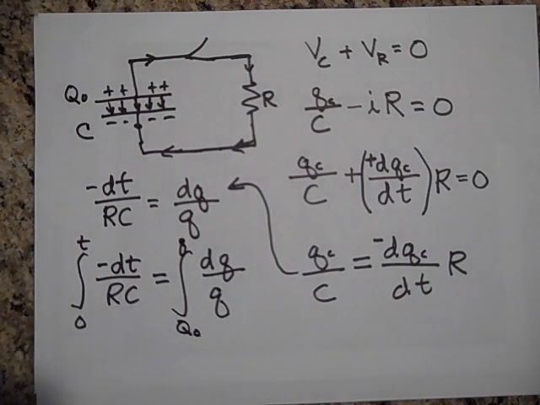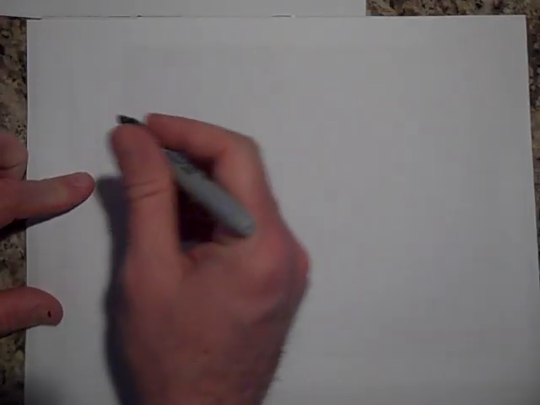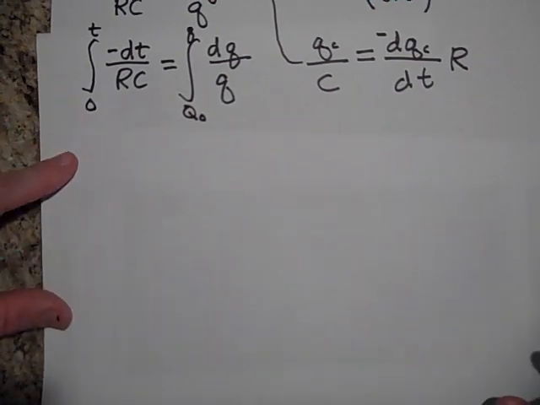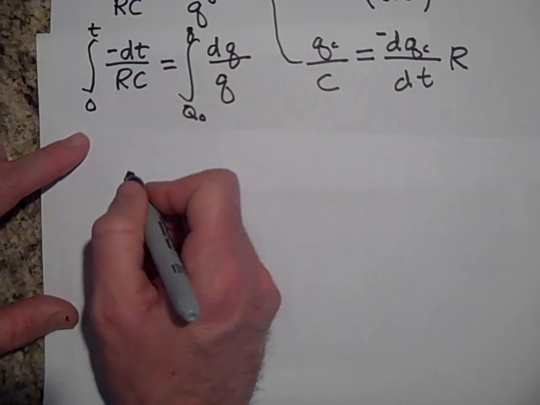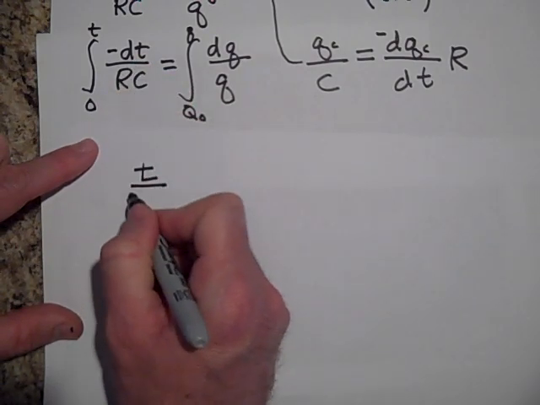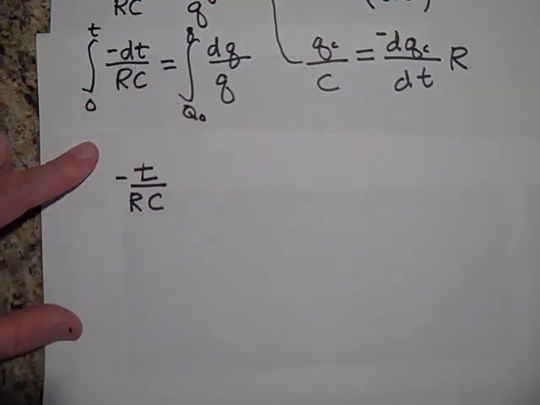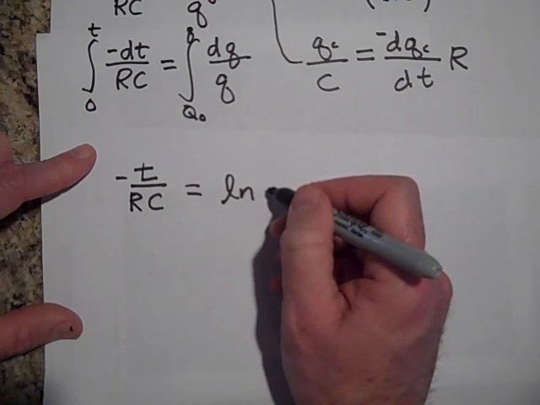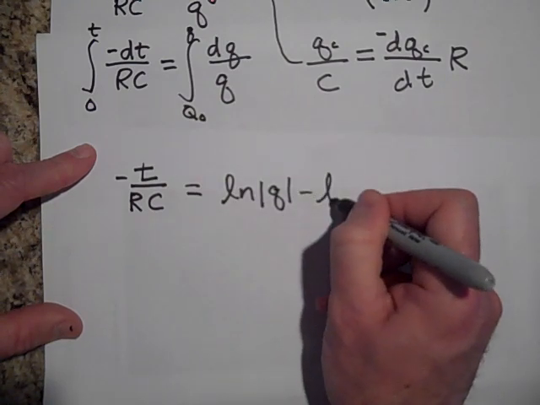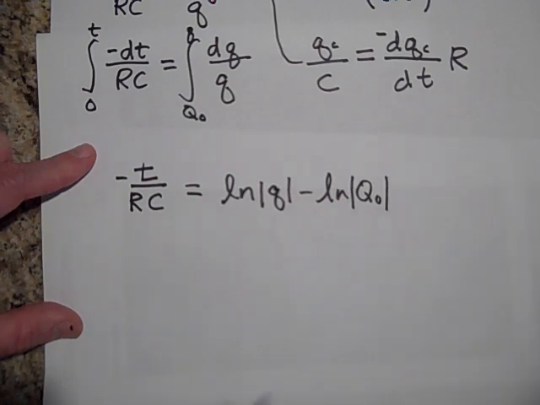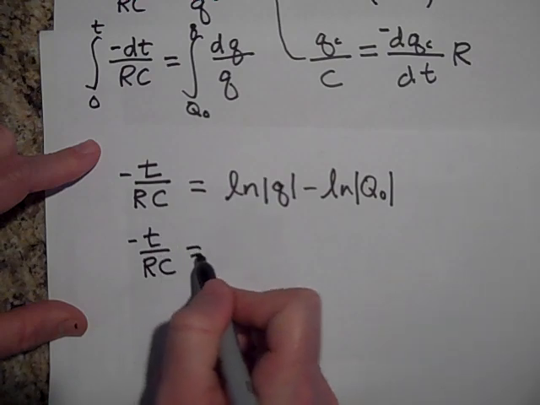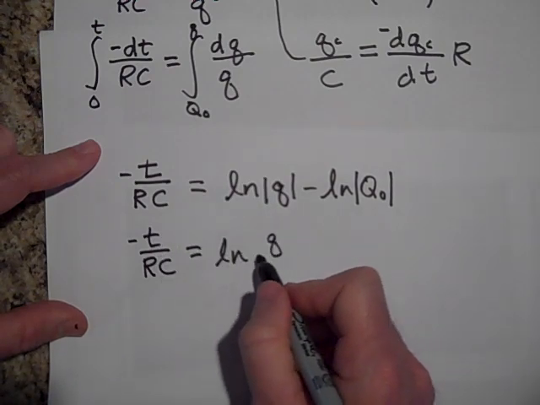All right, let's just do the math. On this side, you can pull the negative RC out, and when you integrate that, it's just going to go to negative t over RC when you put in your 0 and your t. On this side, you get the natural log of q minus the natural log of q naught when you put in your boundary conditions. We can combine these and say negative t over RC is equal to the natural log of q over q naught.